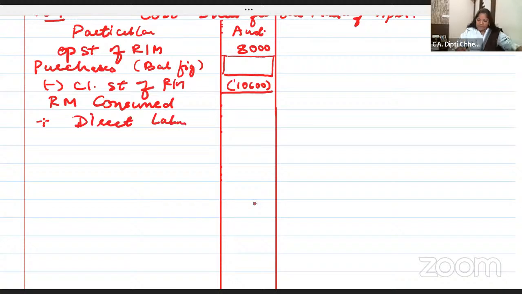Direct labor we have already worked out, beta. You know direct labor, and I'm reading out the problem. Direct labor is 17,500. It's given on the top. And direct expenses is missing. Direct expense is not given, leave it. So can we have prime cost?